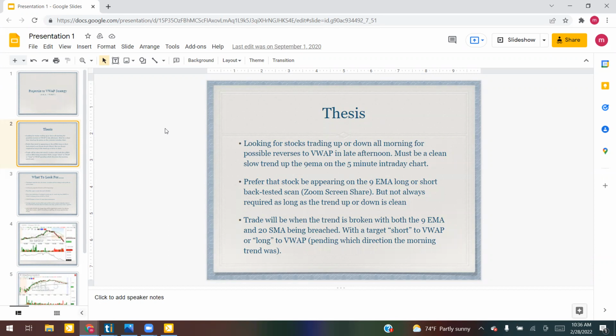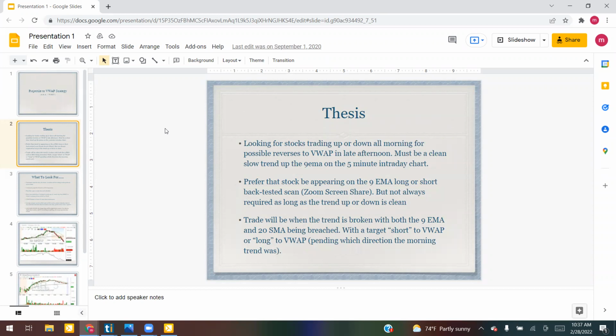And if it's trending down all morning into the early afternoon, we're looking for day traders in those shorts that do not want to hold overnight, that are going to start covering. And it's going to puke or projectile up to VWAP. And we're going to get a nice long out of it. So the morning 9 EMA scan presents good afternoon projectile shorts for us. And the morning 9 EMA short scan presents possibly good projectile longs for us.